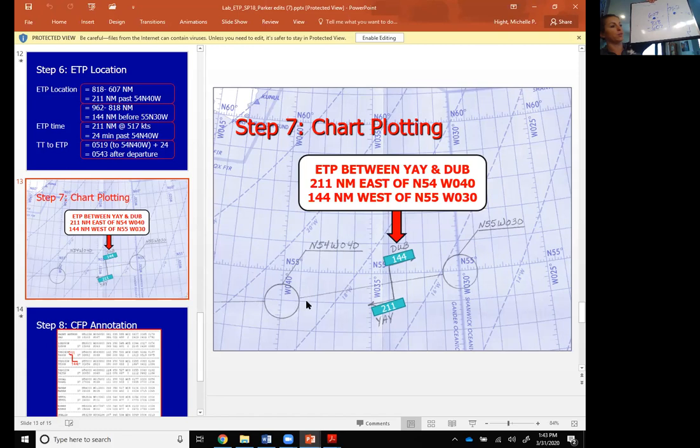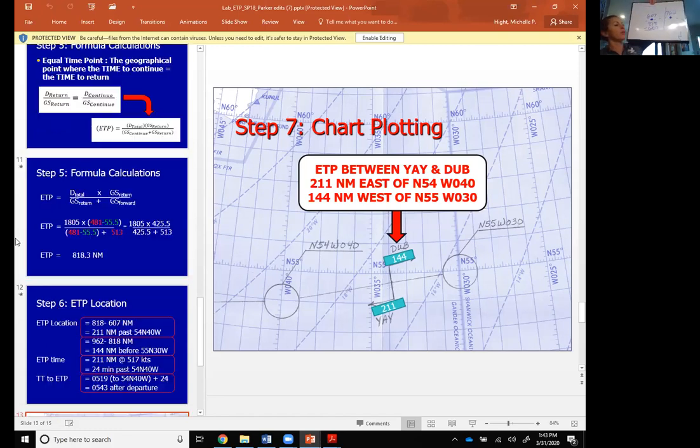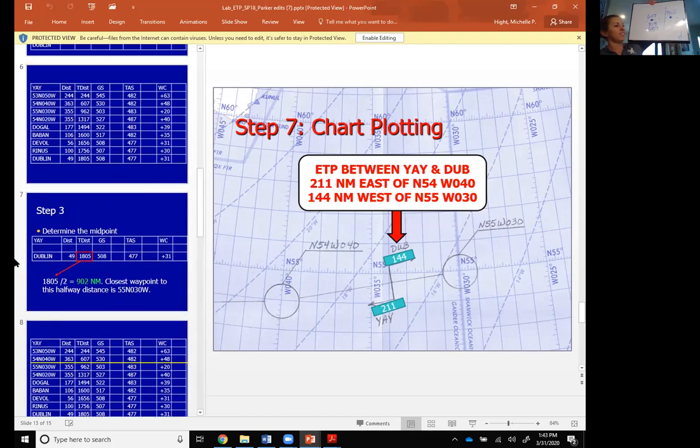This is a theoretical world where we have our plotting charts out in front of us. And then furthermore, double check your math. From this 211 point, where we're going to put our change over waypoint, it'll be 144 further, because 962 minus 818 is 144. Ding! This is where I give my little, got it?